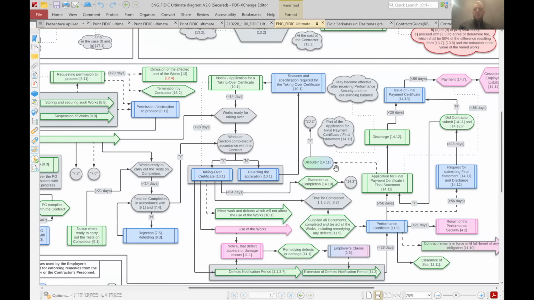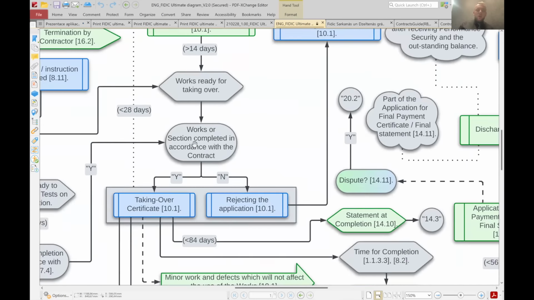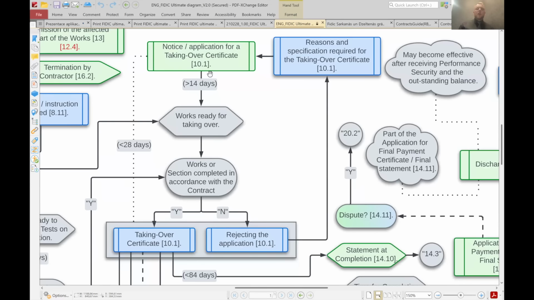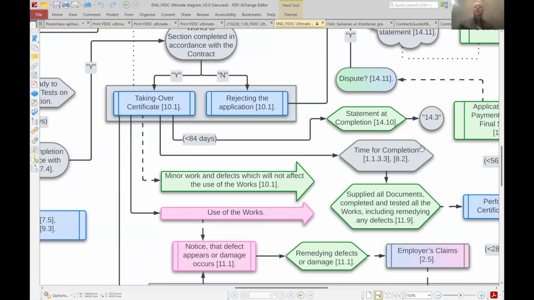Again, at the end of the construction project, you can see there are quite a lot of procedures. For example, how taking over should be done, and when the contractor should give notice to take over the works. As a contractor, I'm saying my work is almost finished, so please go check it out. There is a taking over certificate. After the taking over certificate, there is a statement of completion.